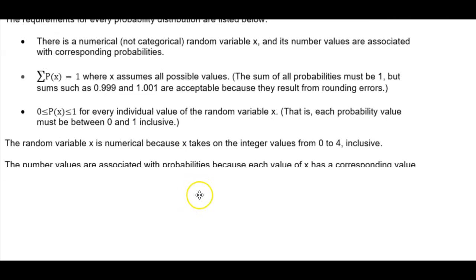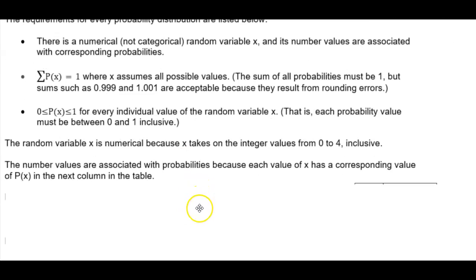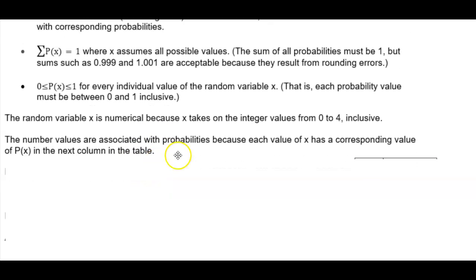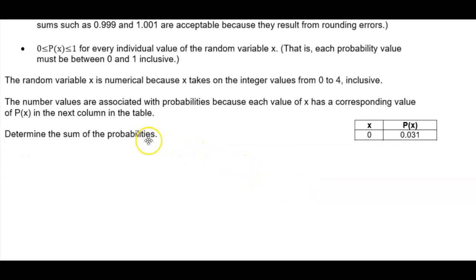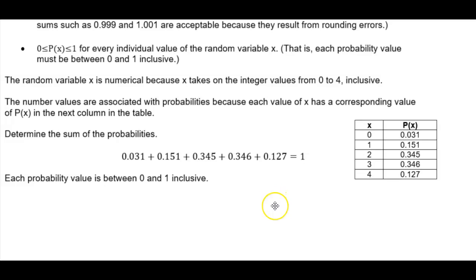Now, we do know according to the table that the random variable x is numerical because x takes on integer values from 0 to 4 inclusive. And the number values are associated with probabilities because each value of x has a corresponding value. Now we want to determine the sum of the probabilities. So if we determine the sum of the probabilities, we would see the following.